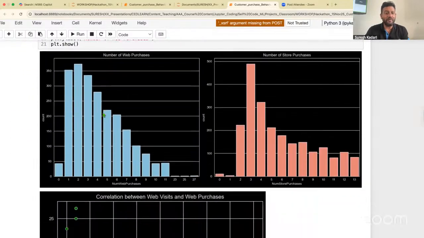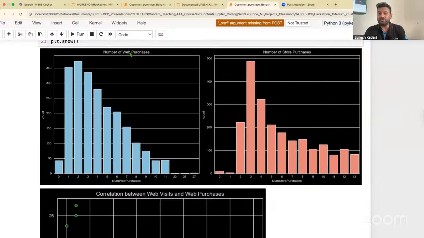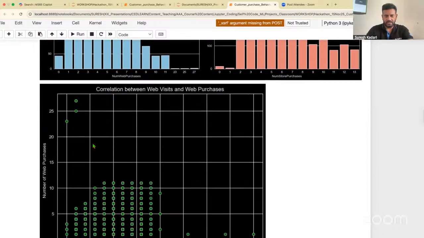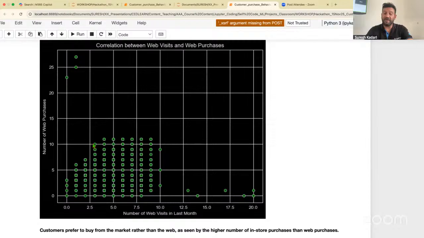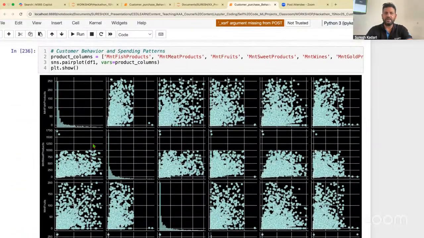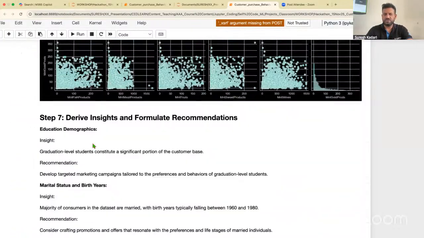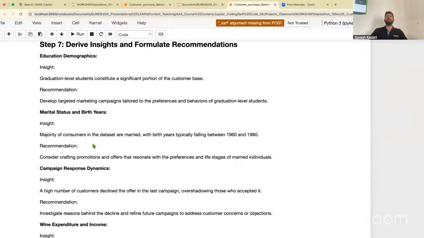So number of web purchases. This is good. Number of store purchases, web purchases. See, almost the same. Then correlation between web and all. Then I go with pair plotting, and then derive insights. Now I got real insights. All the jokes apart, now I'll start writing insights.